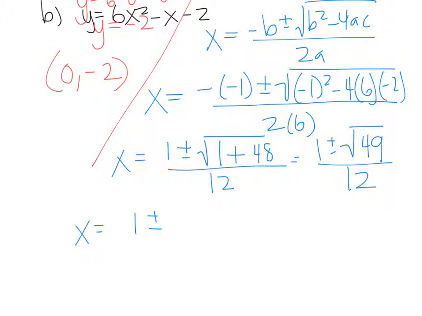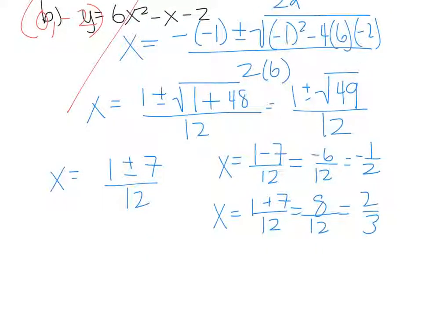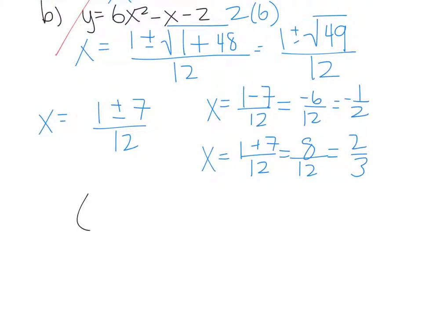This is 1 plus or minus 7 over 12. So that means I have two solutions. One solution, x is 1 minus 7 over 12, and the other solution is 1 plus 7 over 12. And that's all. Of course, we should simplify that, right? This 1 minus, that's negative 6 twelfths, which is negative 1/2. And this one is 8 twelfths, which is 2/3. And like before, we write as a coordinate point and then call it quits. Negative 1/2, 0, 2/3, 0. Sorry, you ran out of space.